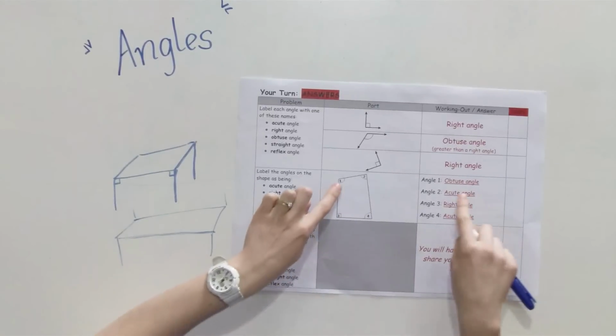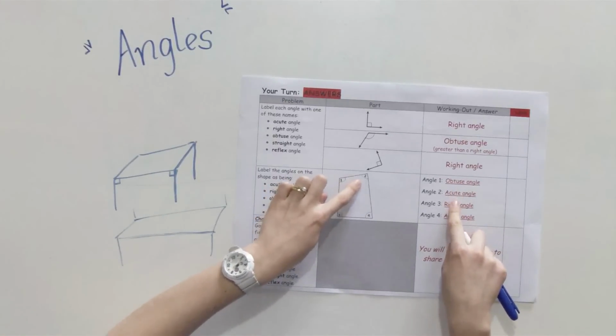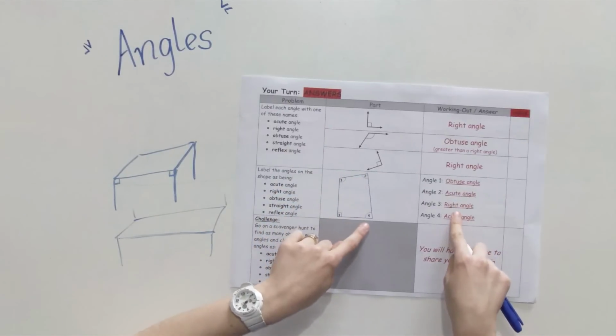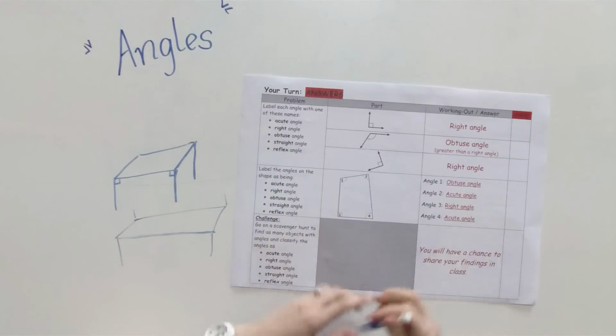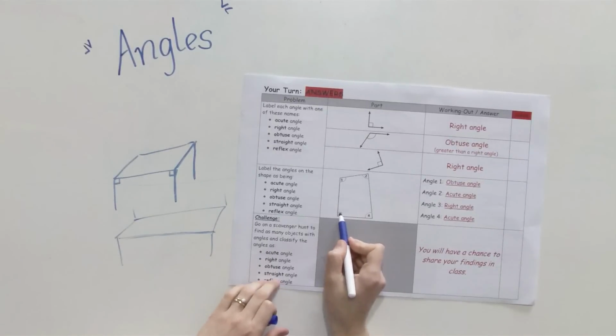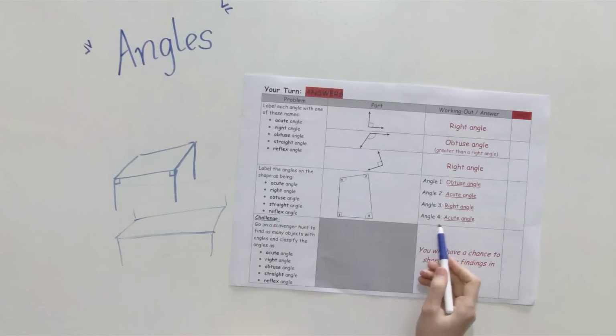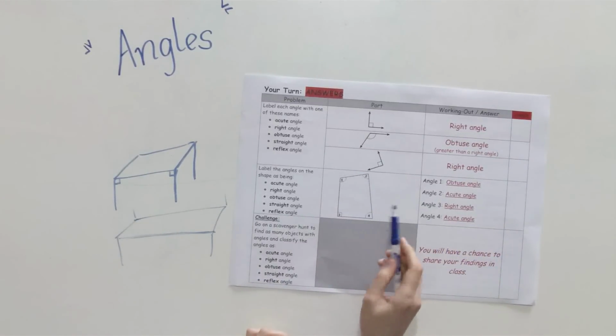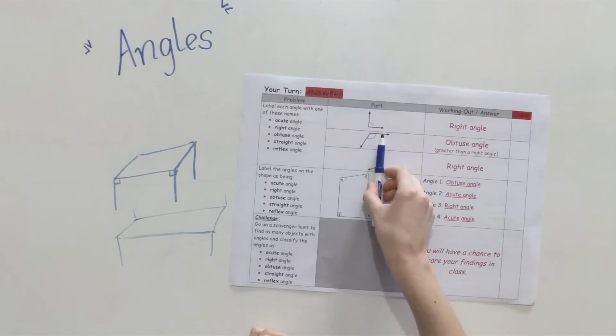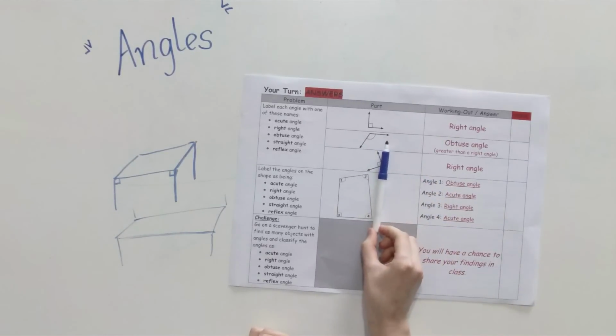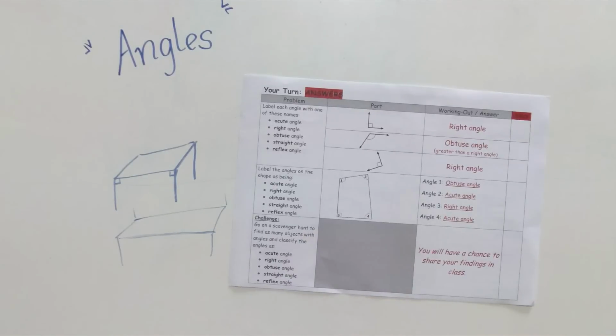And here we have angle 1 is an obtuse angle. Angle 2 is an acute. Angle 3 here is a right angle. That square tells you straight away it's a right angle. And then angle 4 is an acute angle, smaller than a right angle, as you can see. So it's an acute angle.